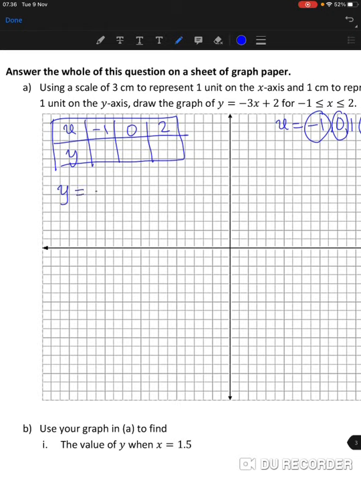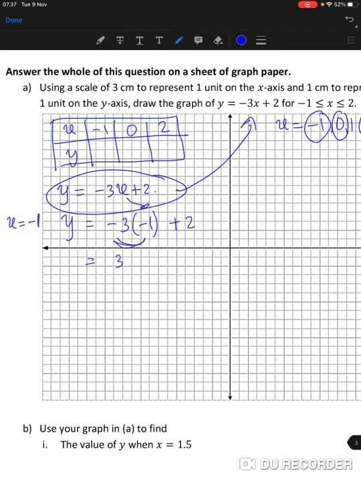So y equals negative 3x plus 2. This one is given by the question. Now when your x is equal to negative 1, then your y here is going to be negative 3 multiplied by negative 1 plus 2. So input your x to this here, guys. You will have negative multiplied by negative, it is going to be positive 3 plus 2. So you will have 5. Don't forget to input it to your table here. You will have 5 here.